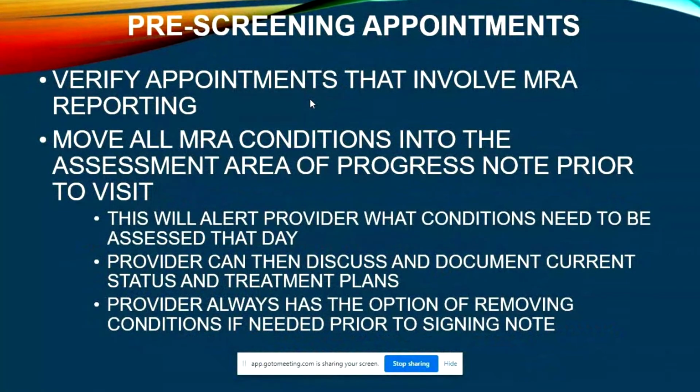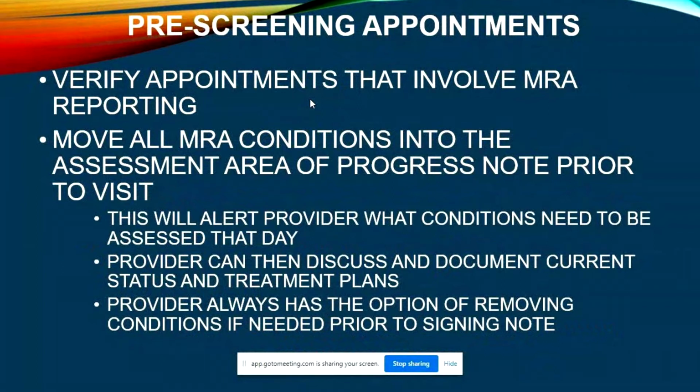Then we're going to go through this pre-screening process where we actually go in the morning of the appointment, we pull up the shell of the progress note, and we actually then move all of the MRA conditions that need to be assessed that day into the assessment area so that when the provider sees the patient, he has a clear understanding of the conditions that need to be assessed and documented that day. It really helps out, you know, so that they're all captured in one visit, or at least the bulk of them are. You know, the provider is not scurrying around trying to look through problem lists to see what he does need to document, what he doesn't. It's all right there for him.